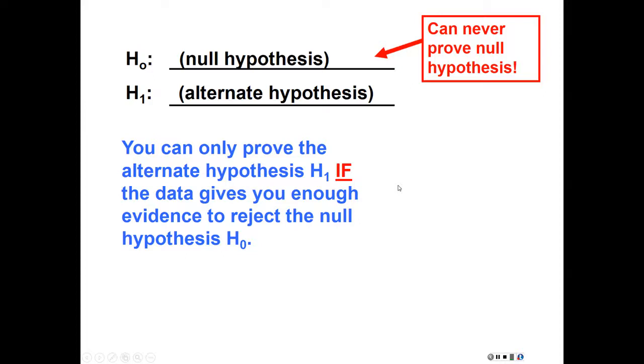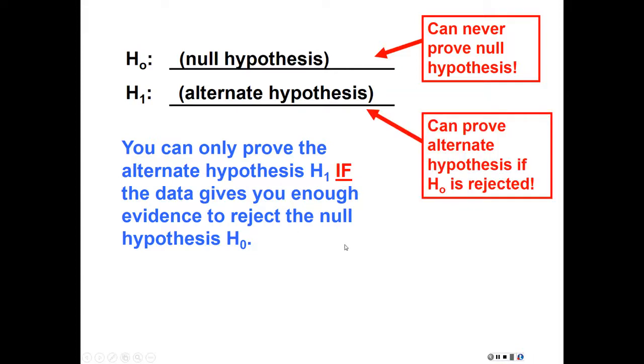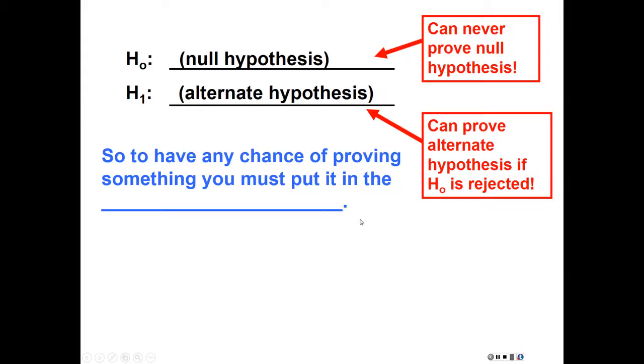The only way that you can prove the alternative hypothesis, or support the alternative hypothesis, is if the data gives you enough evidence to reject the null hypothesis. So you can sort of prove the alternate, or you can support the alternate with evidence that works against the null. So to have any chance of proving something, it's probably going to need to be in the alternate hypothesis. Okay?